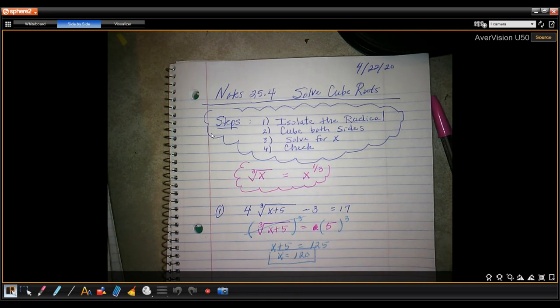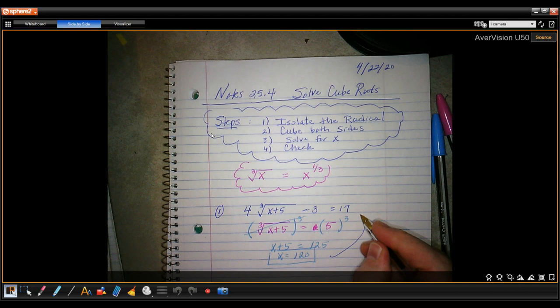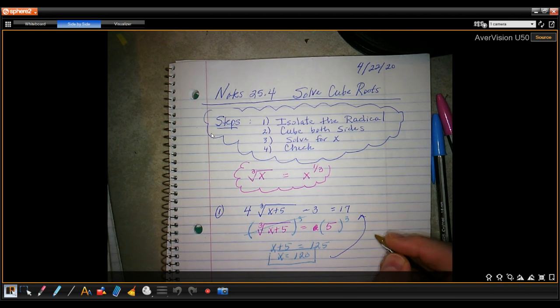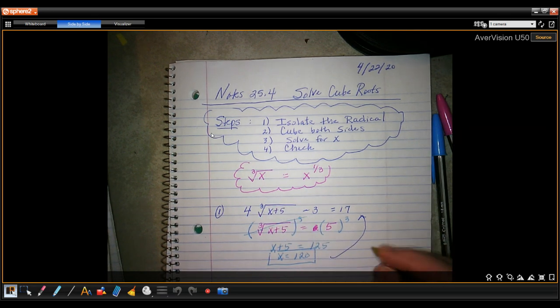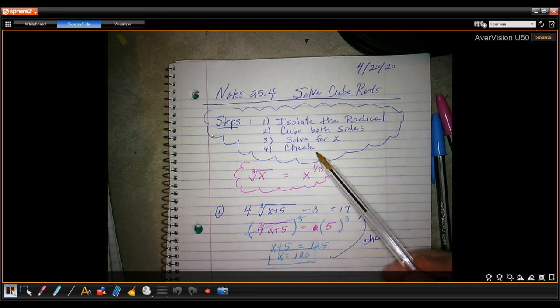Then if you plug it back in and check, it's going to be what? 120 plus 5 is 125. Cube root of 125 is 5. 5 times 4 is 20. Minus 3 is 17. So hopefully you can ask yourself, is there any restrictions for checking on cube roots?